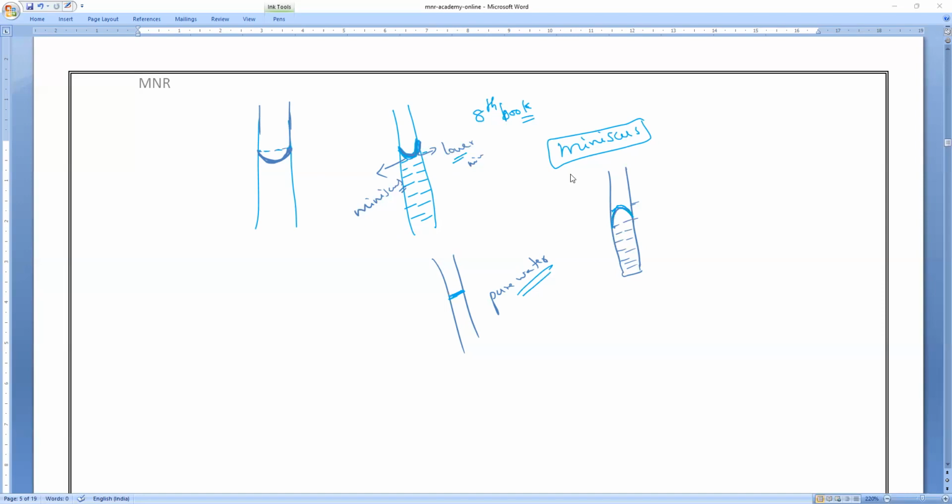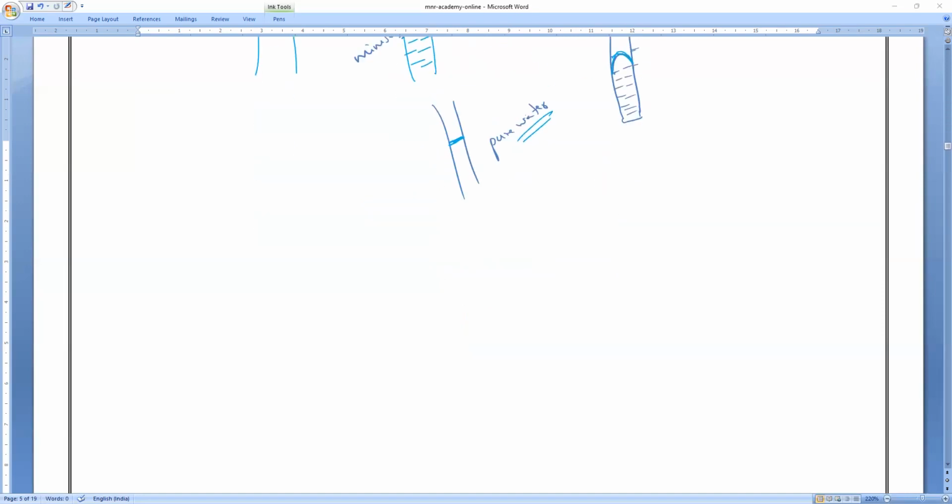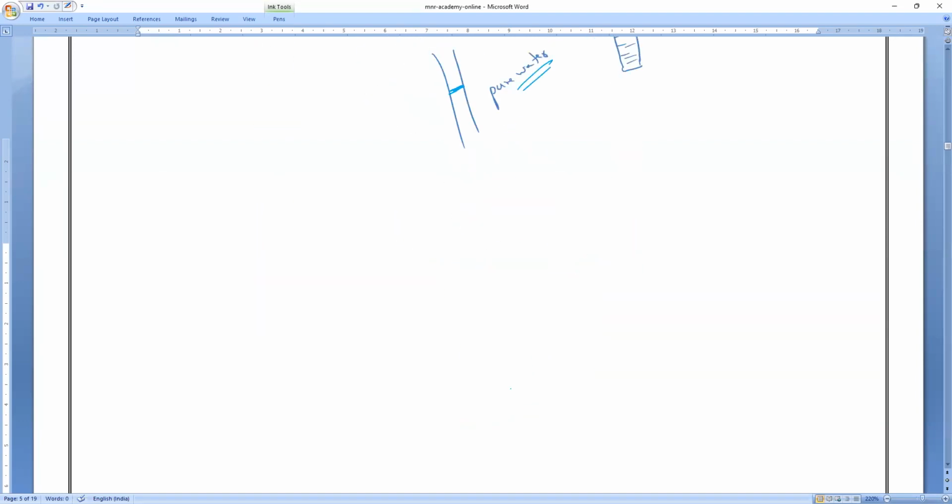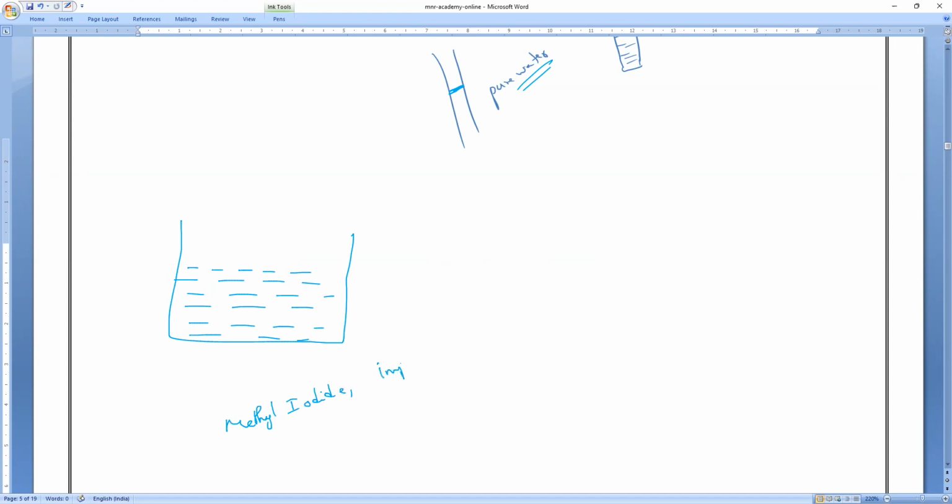So if I take a liquid, you can notice this meniscus is called a concave meniscus, and this meniscus we call a convex meniscus. We'll discuss that. Now everybody observe. There is a liquid which I have, for example dirty water, or methyl iodide. So I have methyl iodide, or I have impure water.